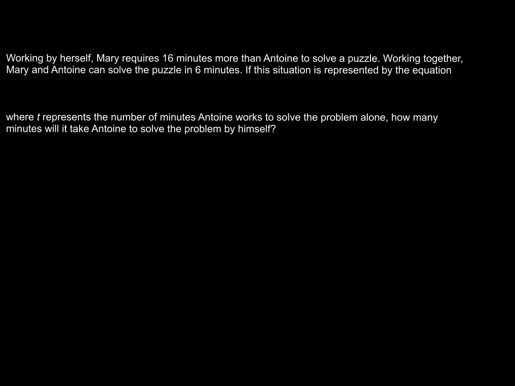Okay, let's go through it together now. So my strategy: I'm going to read the question all the way through first, and then I'm going to go back and annotate, trying to be as specific as possible about each piece and what it tells me. After reading the whole thing, I'm going to first identify what it is I'm trying to find. That, of course, is the value of t, how many minutes it will take Antoine to solve the problem by himself. Now going back through each piece of information, I can label it correctly with regards to what it represents.